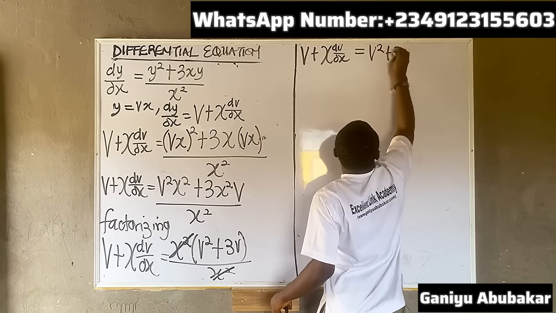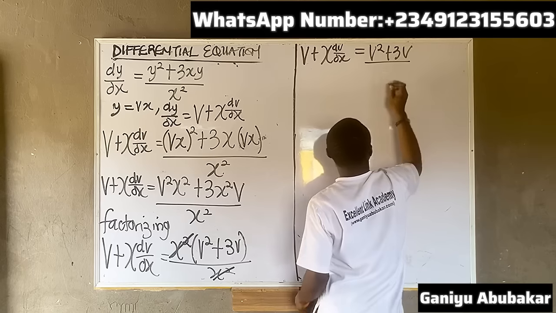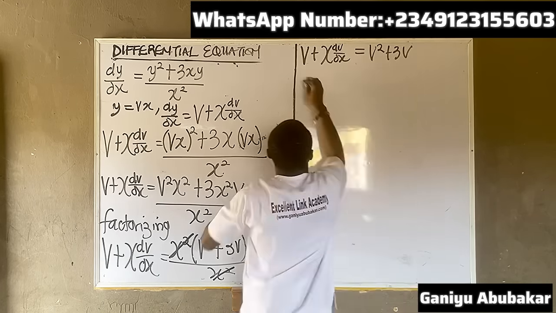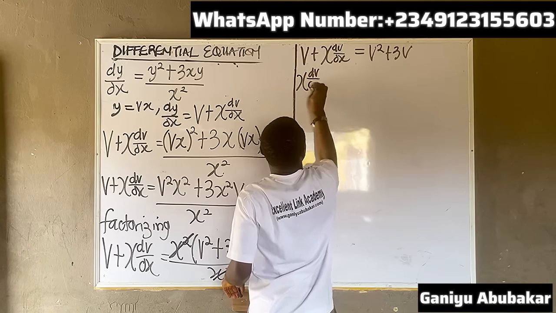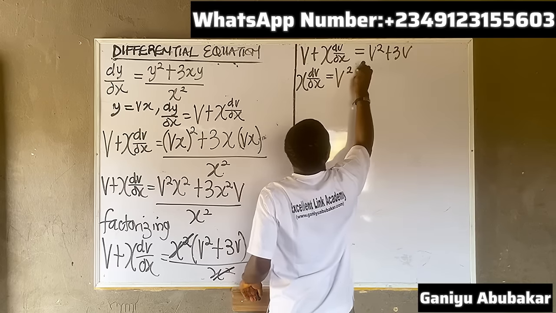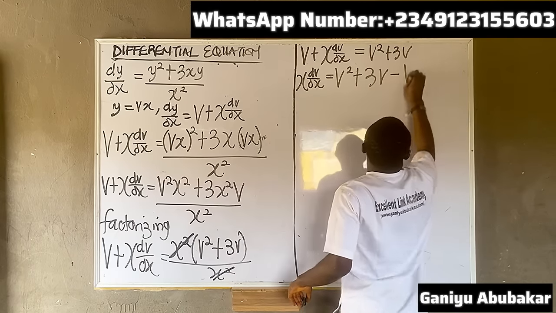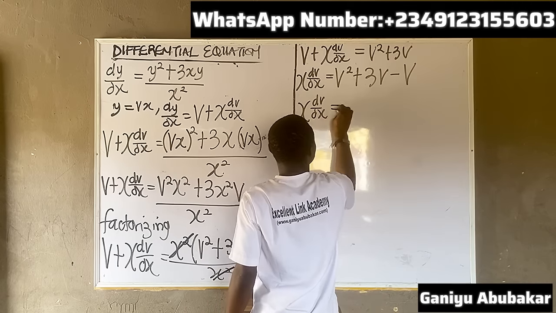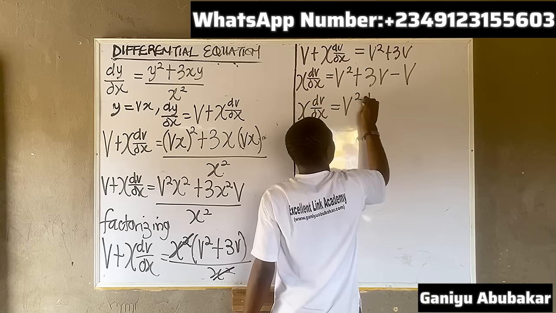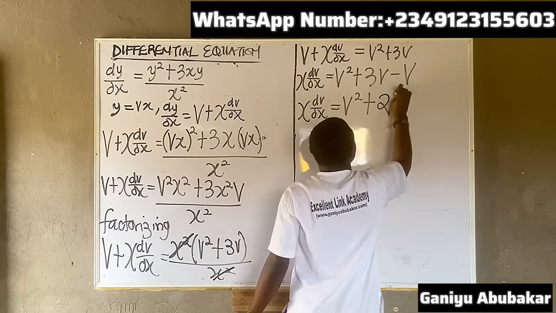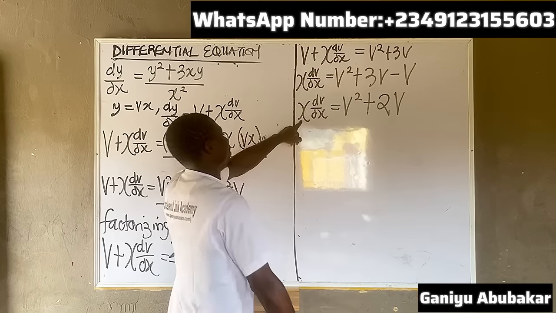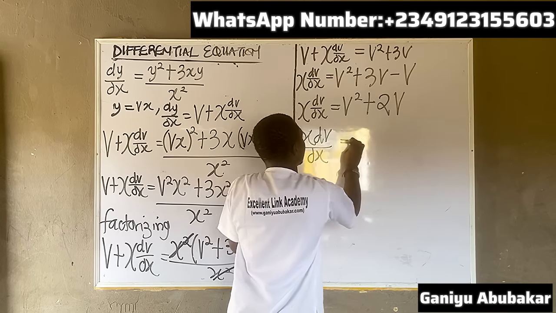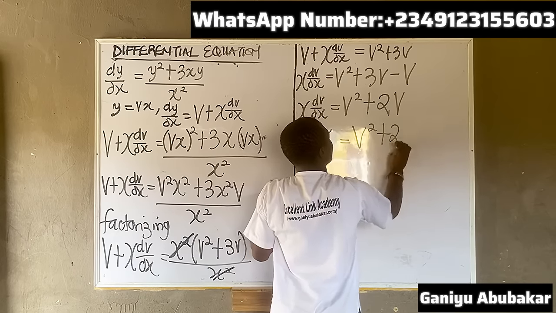I'm left with v squared plus 3v. Take this one here, that gives you x dv/dx equals v squared plus 3v minus v, which gives you 2v. Simplify this one, that gives you x dv/dx equals v squared plus 2v.